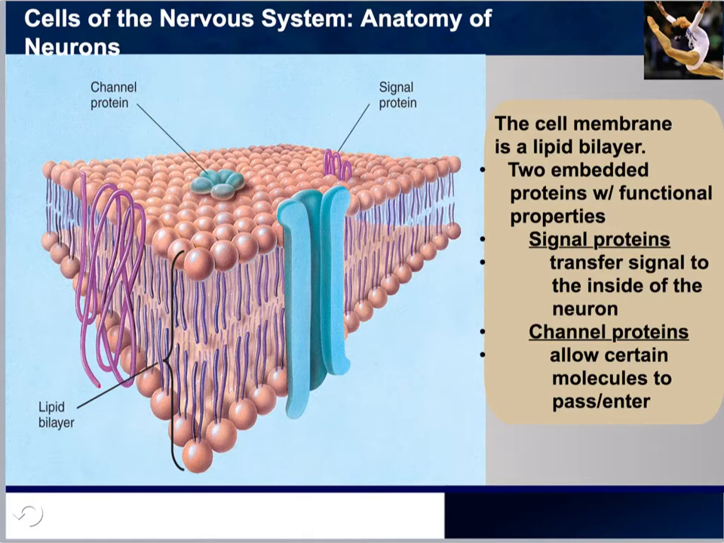Some membrane proteins are channel proteins, which you can see here, and you have the signal ones over here. Please note that the signal proteins transfer signal to the inside of the neuron by binding to certain molecules that enter in here. When they bind, this changes the internal makeup of the cell, and the response of the cell would then be modified. Channel proteins, on the contrary, allow for certain molecules to pass or enter the cell, thereby also changing the way the cell functions.